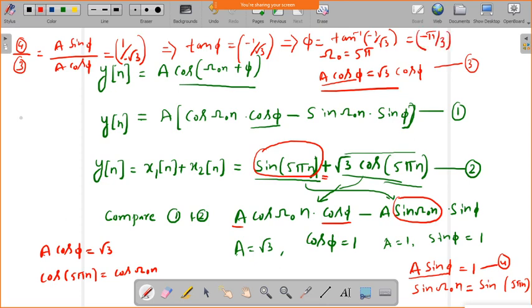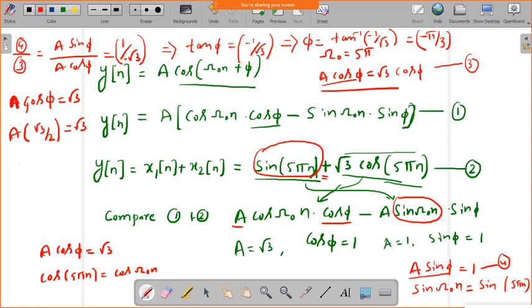Okay, in a similar way, in any one of these equations you can put in the value of phi, and you can find the amplitude value. So now let's find the amplitude. Take this equation: A cos phi equal to root 3. So A into cos pi by 3, which is root 3 by 2, is it not? Which is equal to root 3.